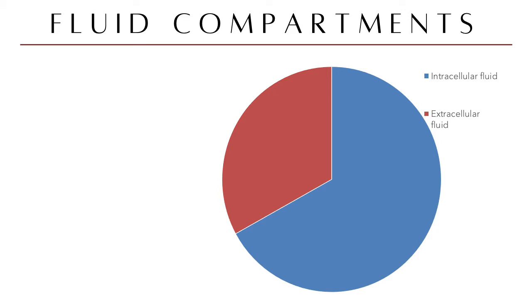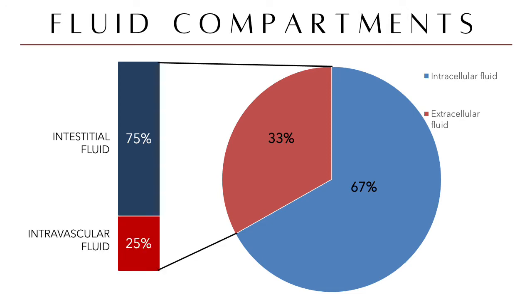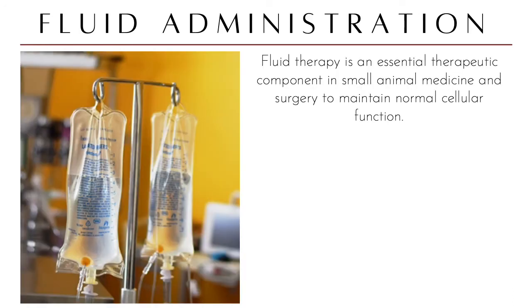In an adult, it's usually 67% intracellular and 33% extracellular fluid, and that 33% is divided into the interstitial fluid, which is 75%, and the intravascular fluid, which is the blood, at 25% of that one-third of the body fluid. So fluid administration is very important for certain cases wherein we need to maintain or restore normal cellular function.